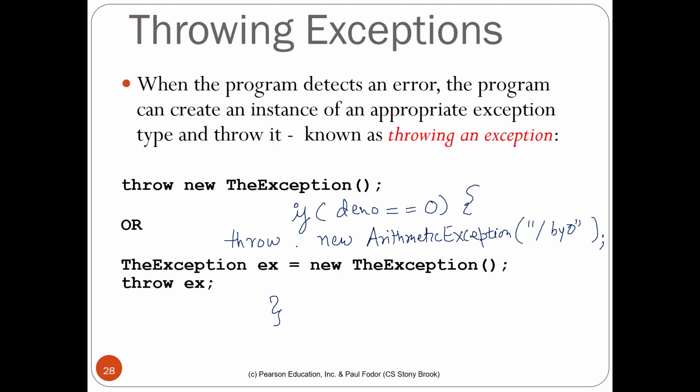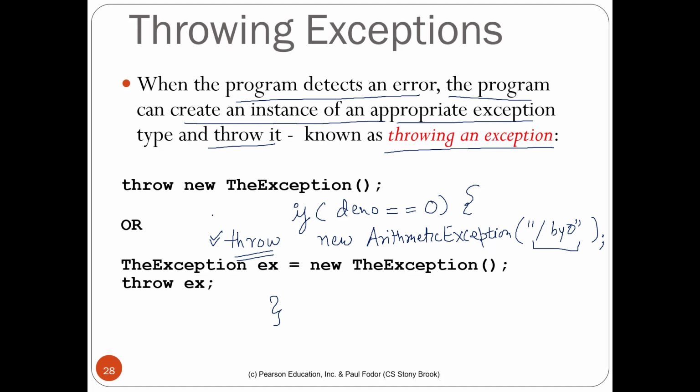What will throw do? Throw will pass on the exception to the calling method. So how do you pass on the exception? With the help of the keyword throw. So let's read it. When the program detects an error, like the way we were doing for divide by 0, the program can create an instance of the appropriate exception, which is arithmetic exception, and you need to pass on a string there. And throw it. Throw it means use this keyword throw. This is known as throwing an exception.